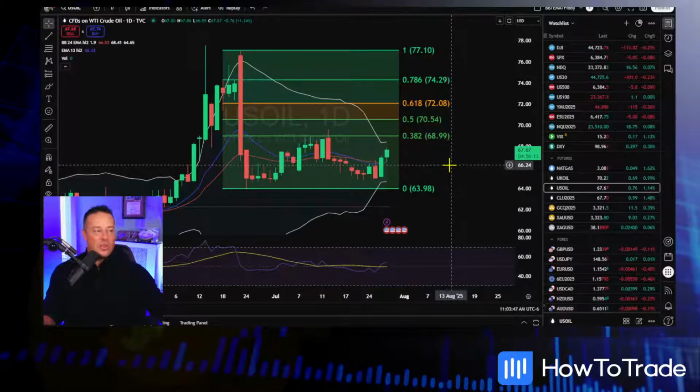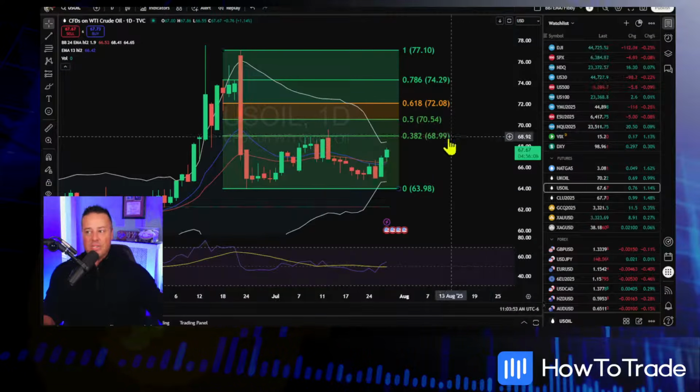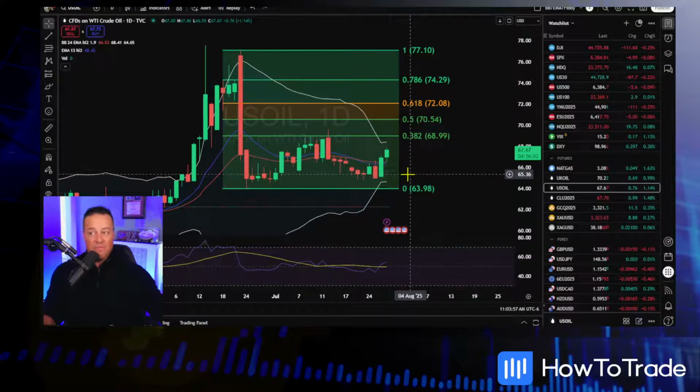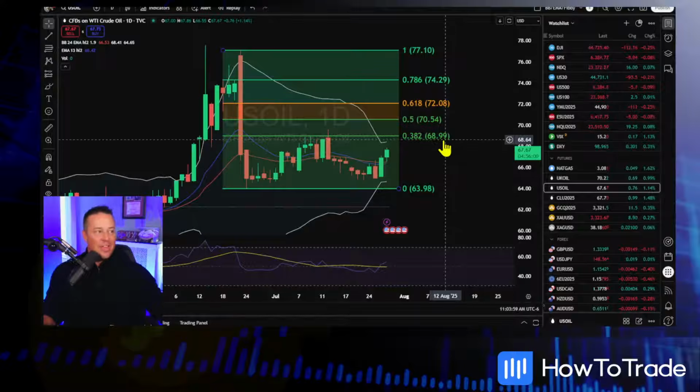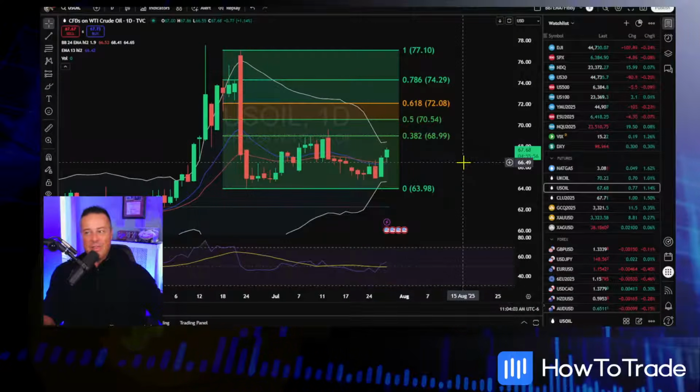So let's take a look at this U.S. oil. This trade idea is going to be coming your way a little bit later today. 38% is right around 68.99. I'll have a formal trade idea drawn up for this U.S. oil CFD a little bit later today, but I think you all know how I like to trade, and typically that 38% is going to be a short trade, and right now I'm tinkering around with the entry.